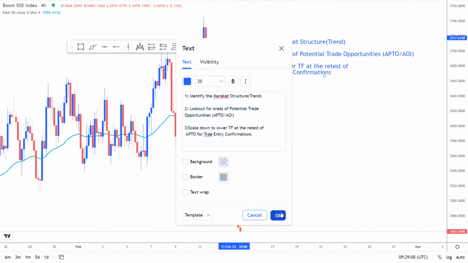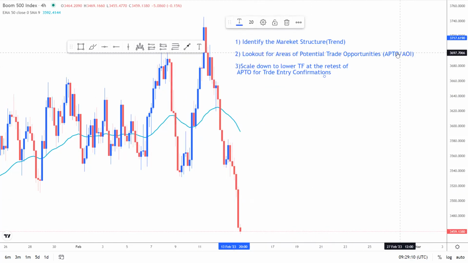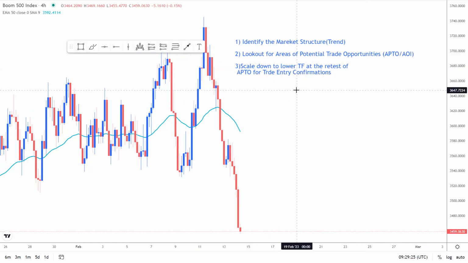So at the retest of your already identified areas of interest, areas of potential trade opportunities, you want to scale down to the lower time frames to look for entry confirmations in line with your higher time frame directional bias.